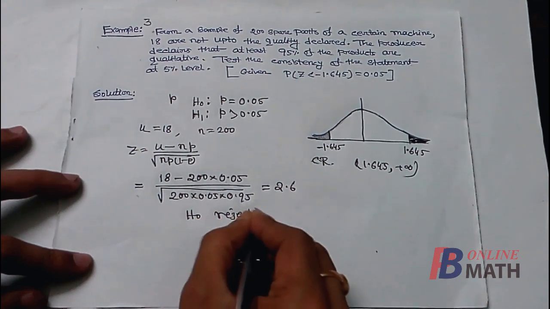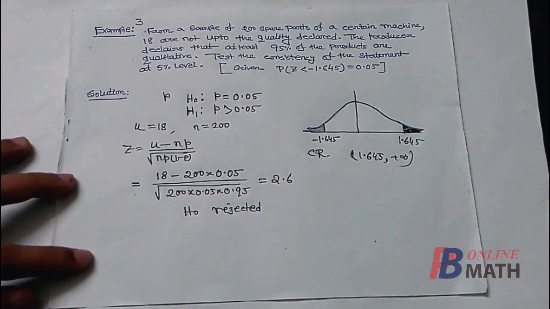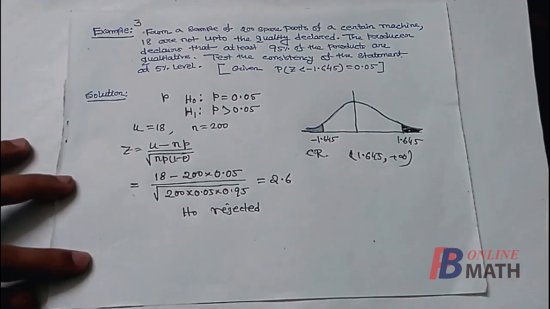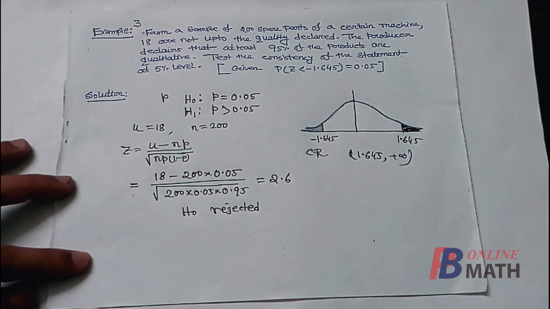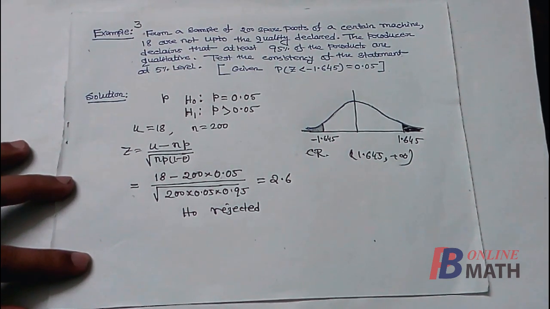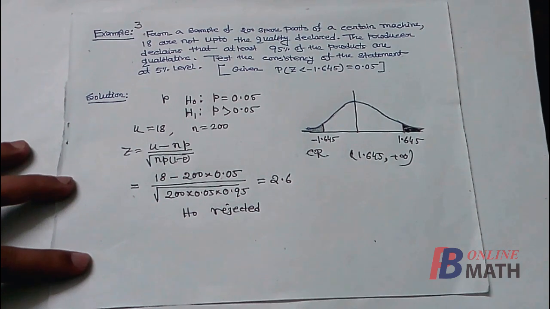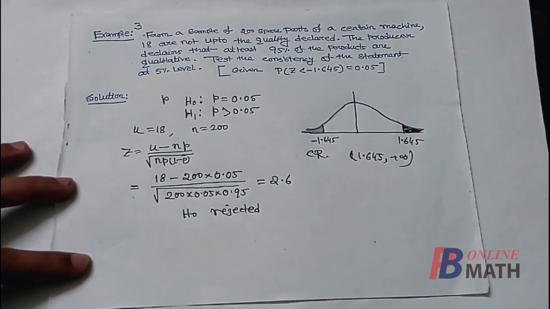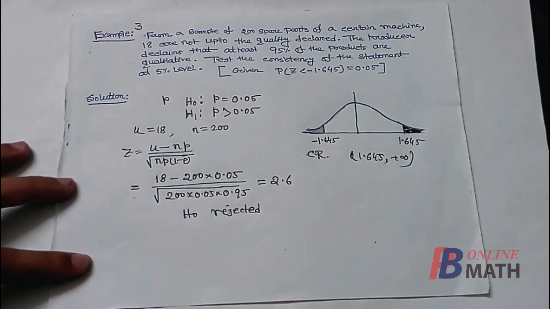So we reject the null hypothesis. That means we accept the alternative hypothesis. So our conclusion will be that the statement is not consistent at the 5% level of significance. That means the company claims that at least 95% of the products are qualitative, and that statement is not true at the 5% level of significance.